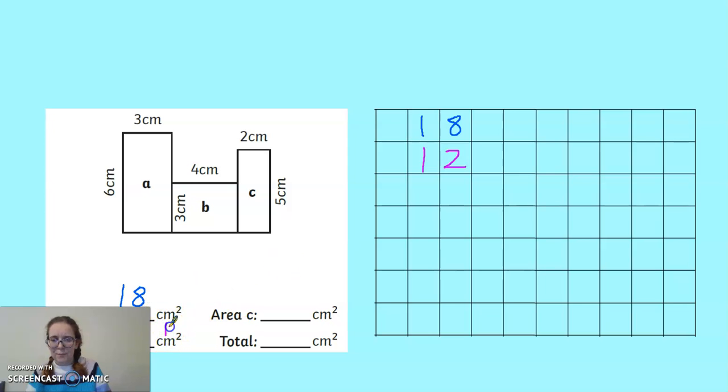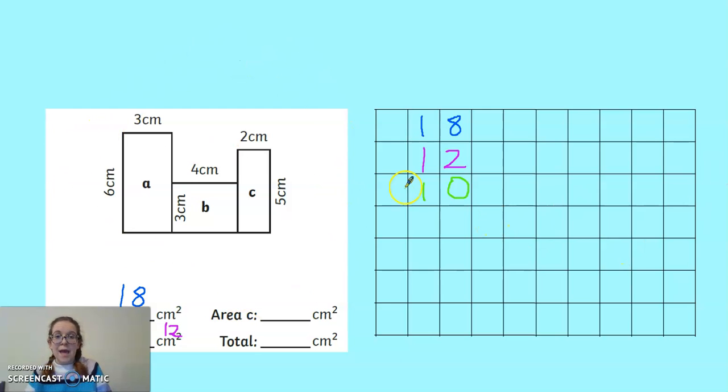Can't quite put it in the right place because my head's in the way, so I'm just going to pop it there. And then the area of rectangle C is 2 times 5. Guys, I'm not even going to give you a second to work that one out. That's 10. I'm going to add that here. So I've got the area of all three rectangles. How am I going to find out the area of all of it together? I'm going to add it up.